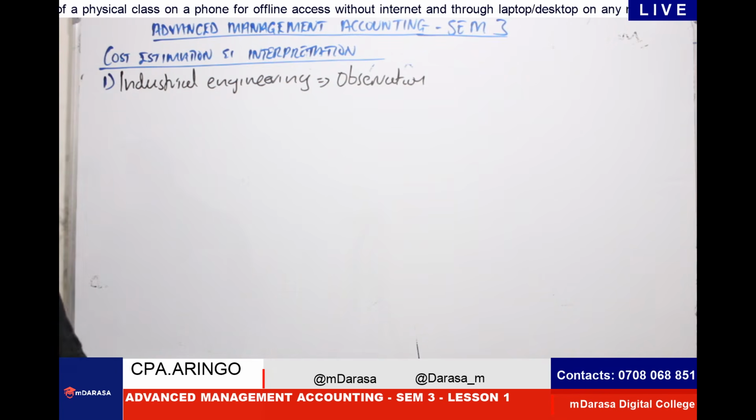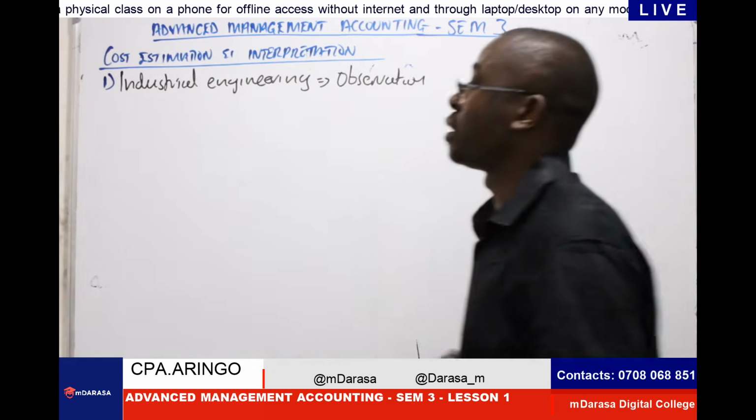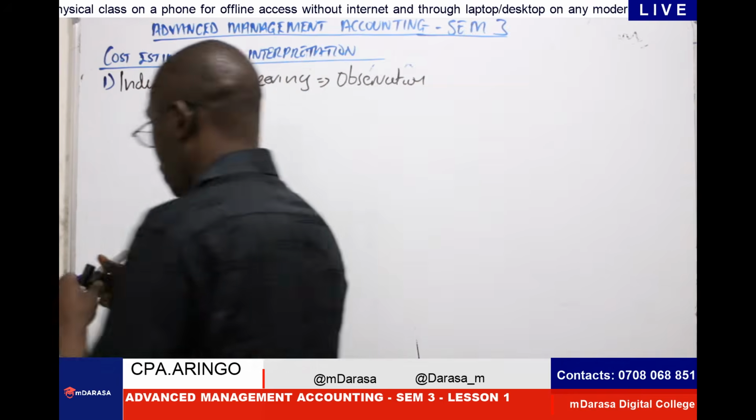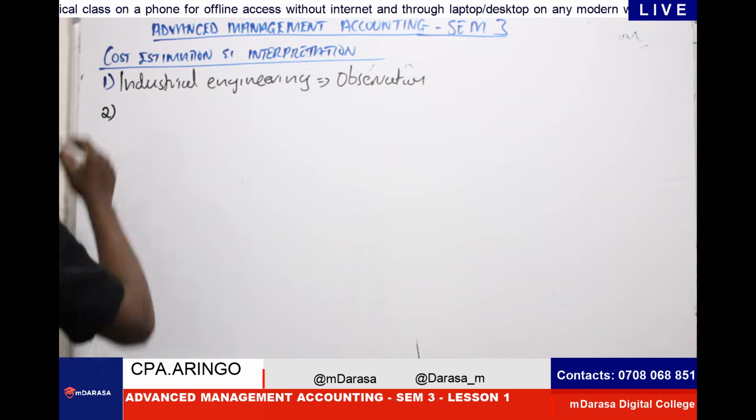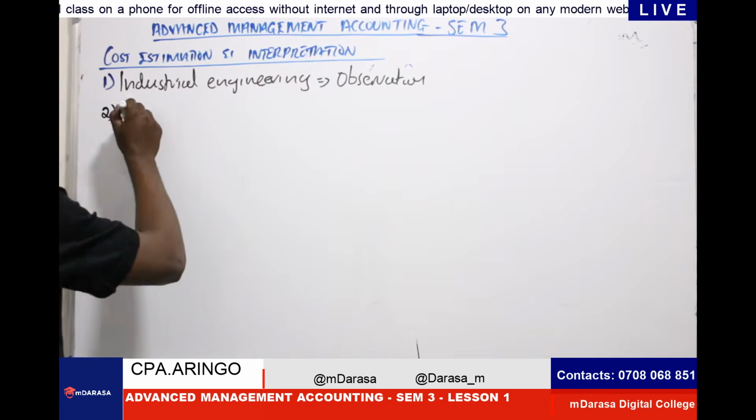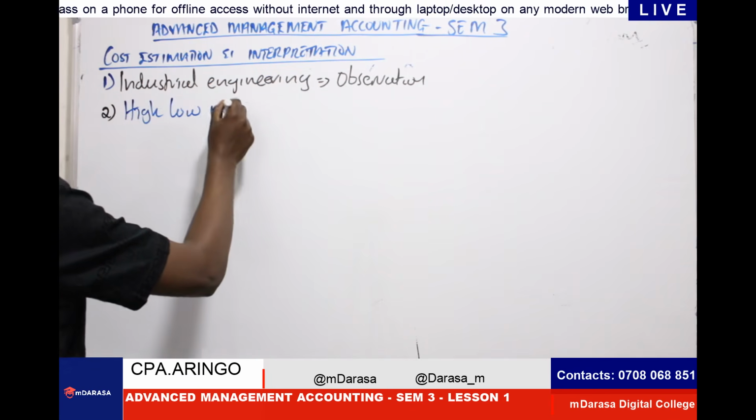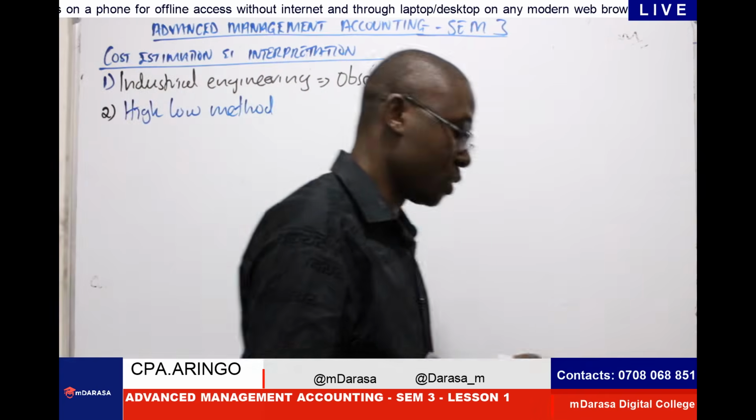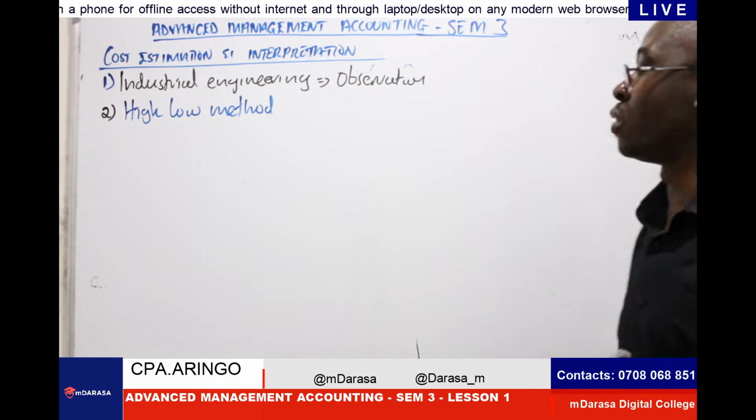So once we have mastered the first method, at this point I want us to jump to the second method, which is the high-low method. So we look at number 2. I want us to consider the high-low method. It is important to understand the concept behind the high-low method.